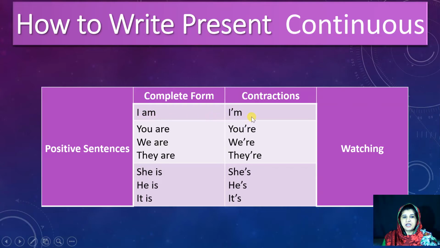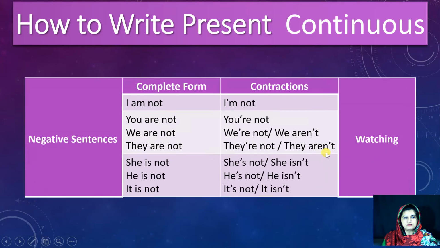I am, I'm. You are, you're. We are, we're. They are, they're. She is, she's. He is, he's. It is, it's. So you should see carefully how the apostrophe is added in order to make the contraction. She's watching. I'm watching. You're watching. Right? In negative sentences, how can you give the contractions?